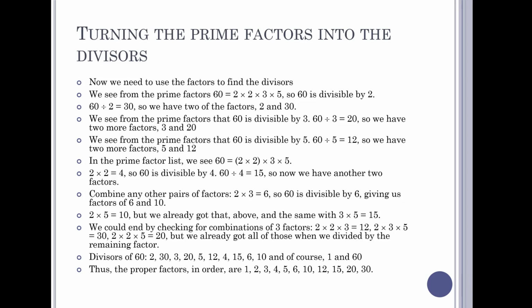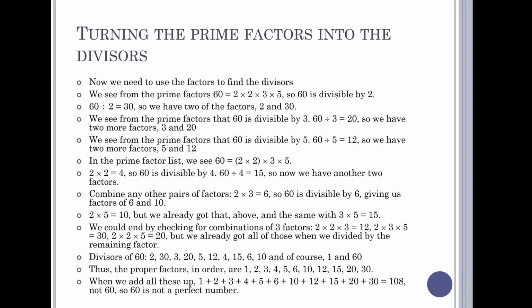What we're now going to do is see if we add them up. Do we get 60? Is 60 perfect? So let's add them up. When we add those numbers all up, we get 108. So we don't get 60. So 60 is not a perfect number.